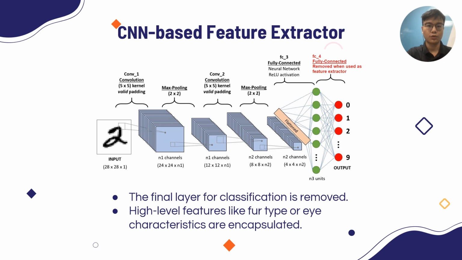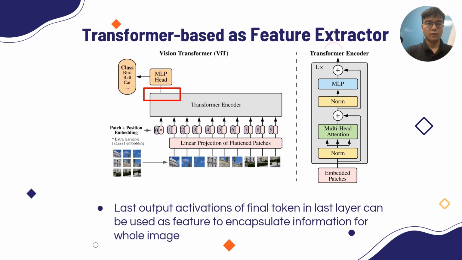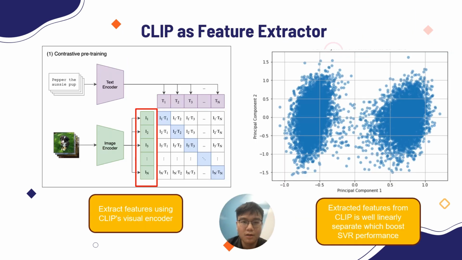For CNN family models, we simply extract the activation of the model right before applying the fully connected layer, which is used to predict the 1,000 class probabilities, specifically for the ImageNet dataset. For Transformer vision family models, similarly, we extract the hidden output state of the final token in the last layer, as a feature that encapsulates information of the whole image. For the CLIP model, we extract the features from the CLIP visual encoder. Because the training process of CLIP is multi-modal, matching between images and their text descriptions, the extracted feature vectors lie in a well linearly separated space, which eventually boosts SVR performance in our task a lot.